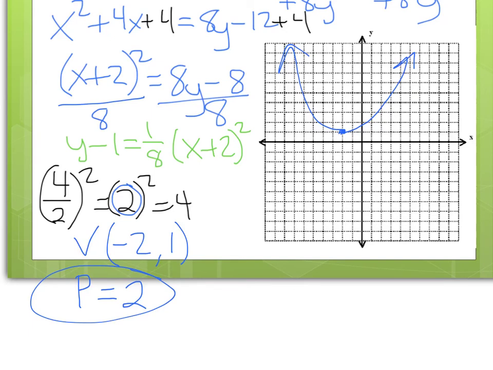Well, my focus is always inside the parabola, so I'm going to go up 2, and here is my focus. My focus is at the point -2, positive 3. And lastly, my directrix, I go 2 down, and my directrix is at y equals -1. And there you have it.